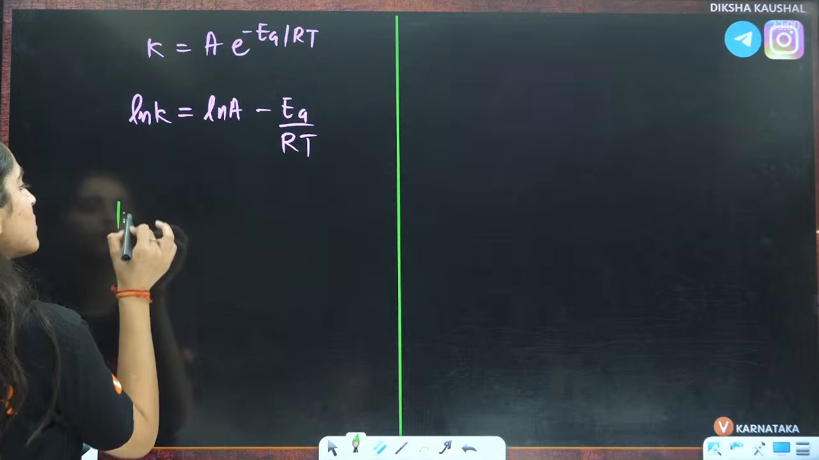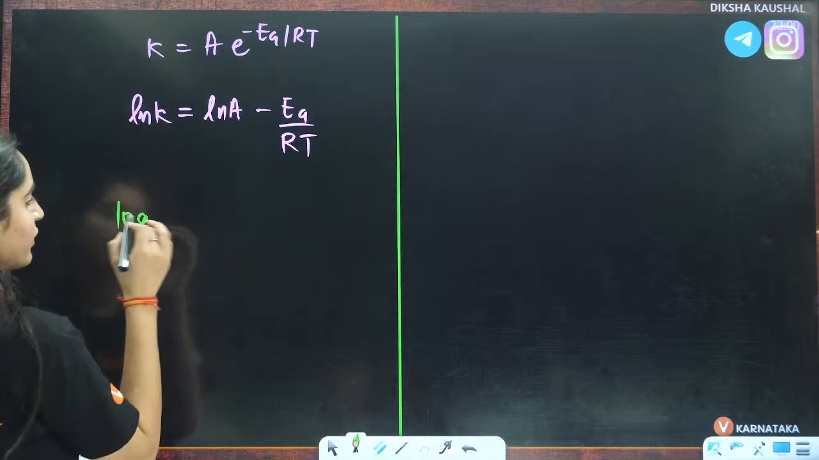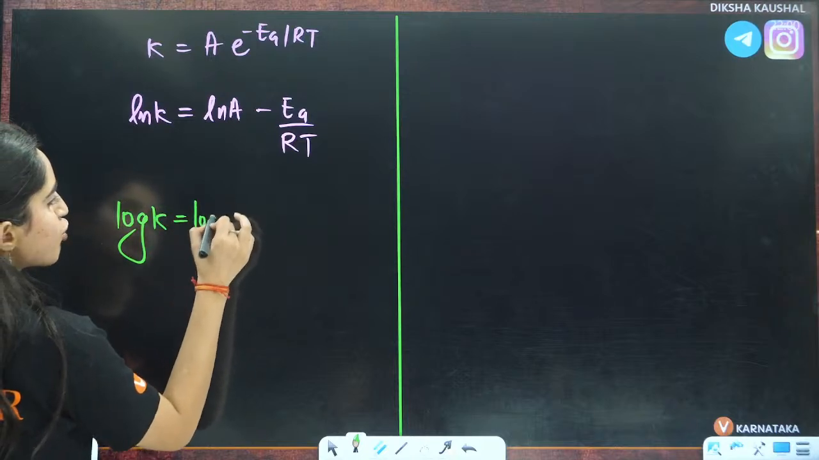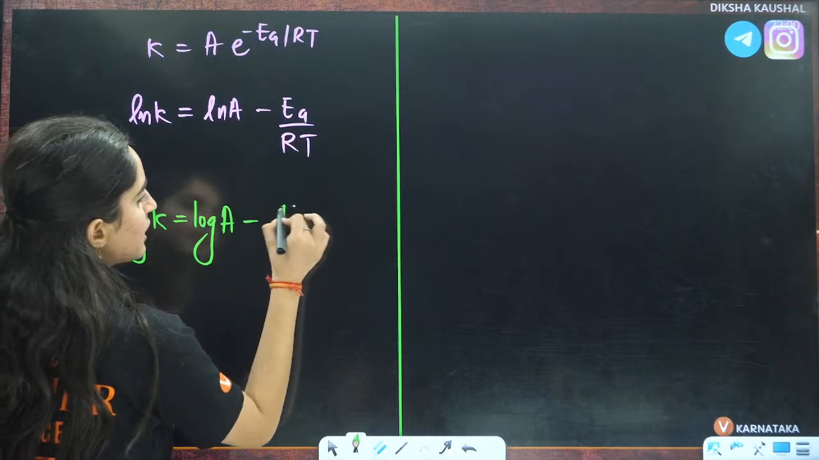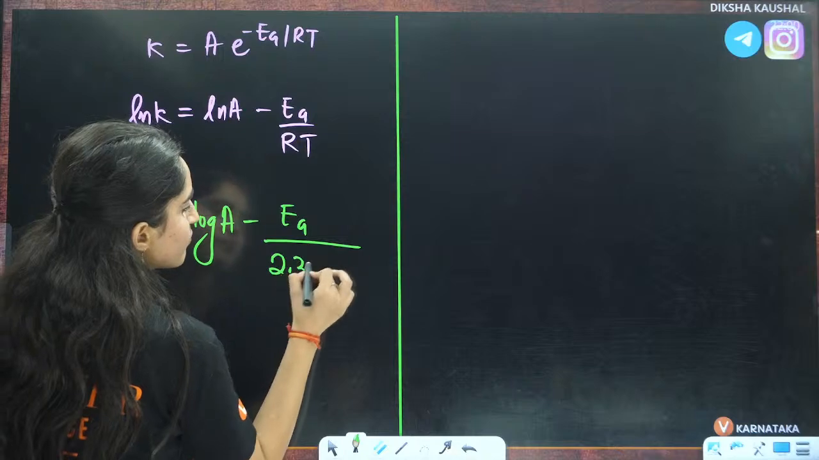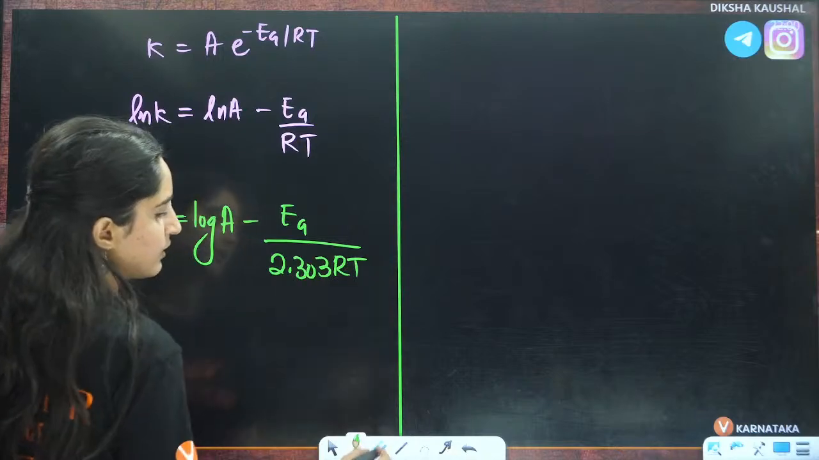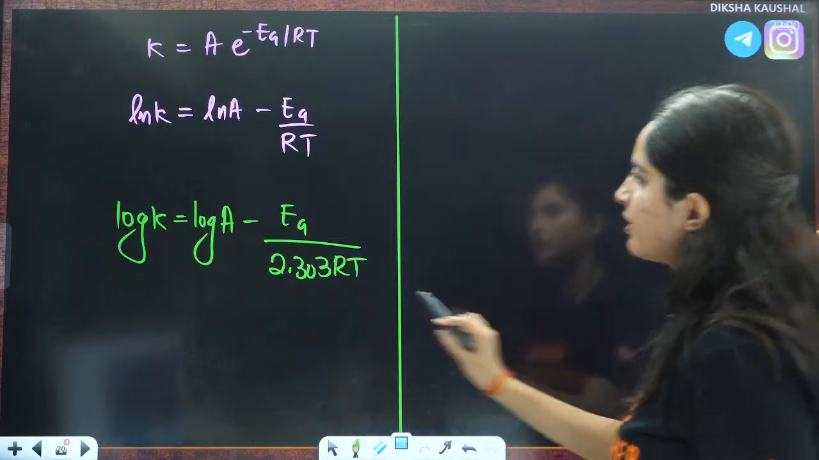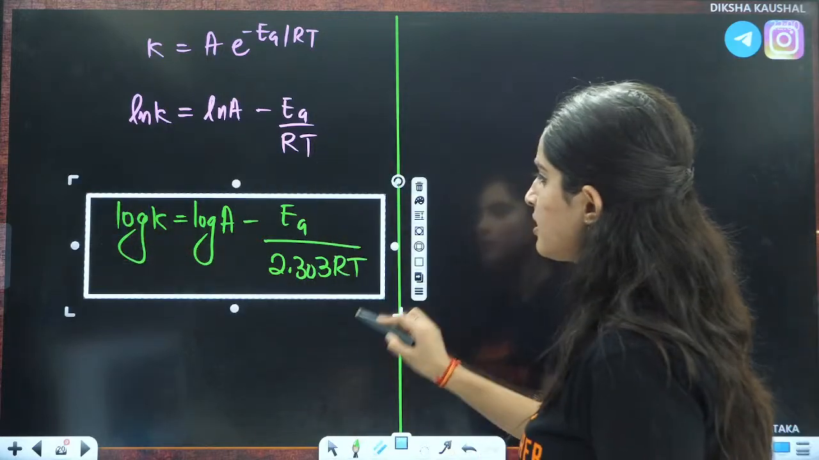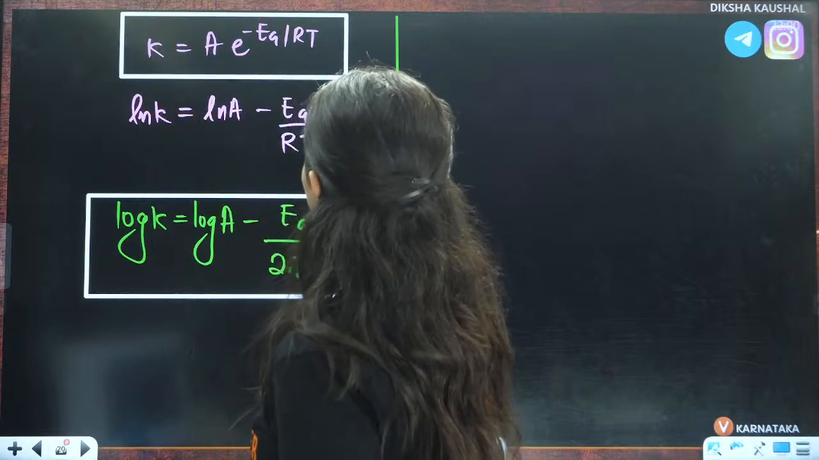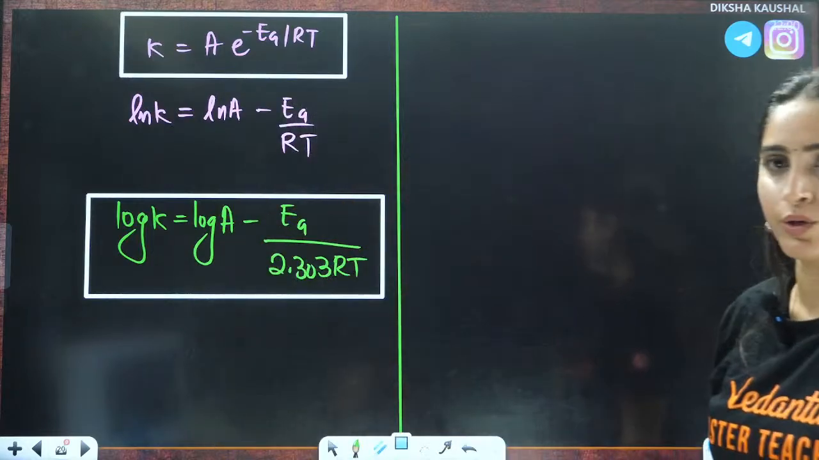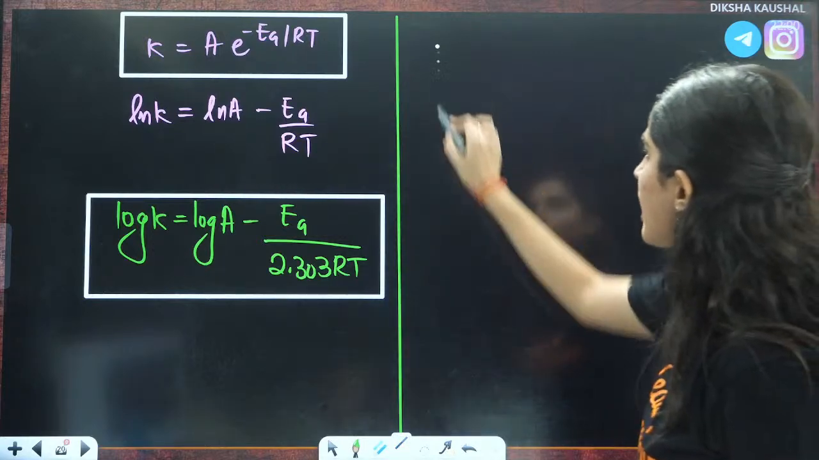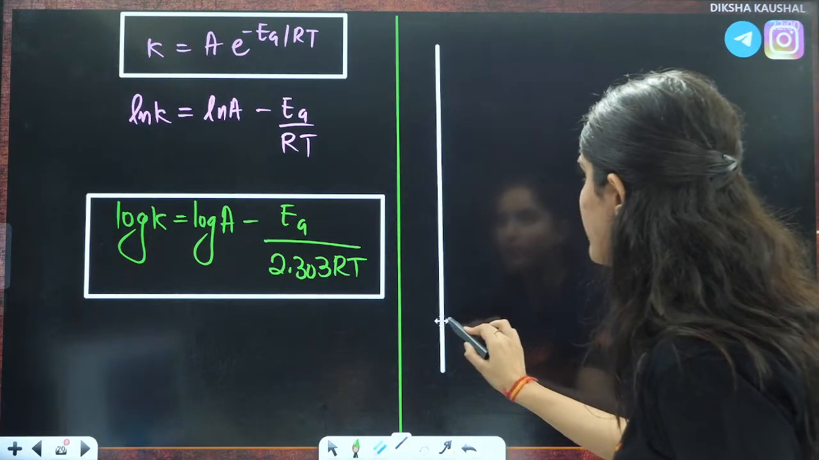Take the log here, convert it into log base 10. Log K equals log A minus Ea by 2.303 RT. This is a very, very important formula. These are the formulas; this formula you need to remember. From here they can ask you a graph, from here also they can ask you a graph.